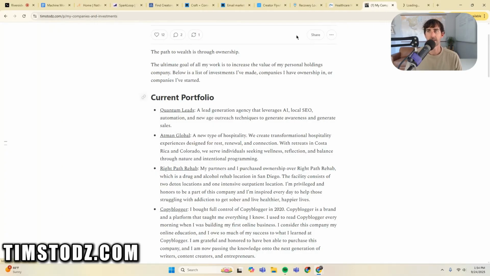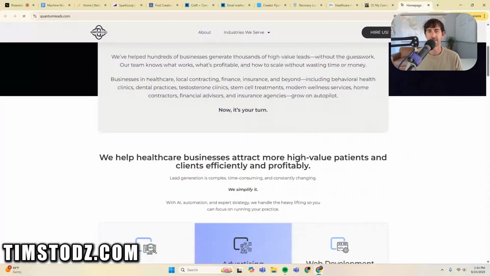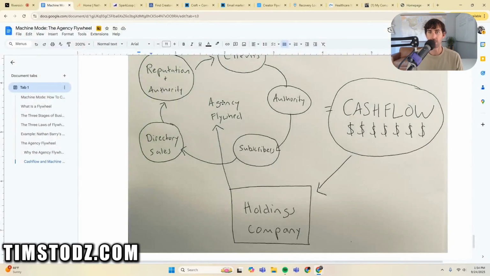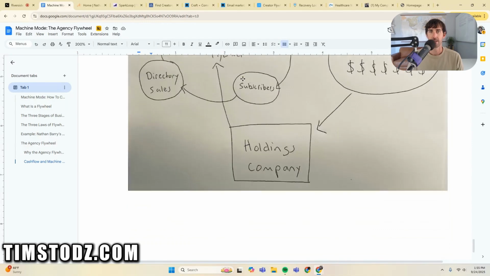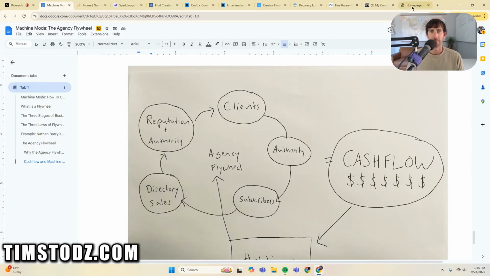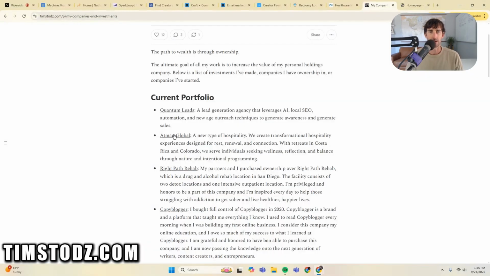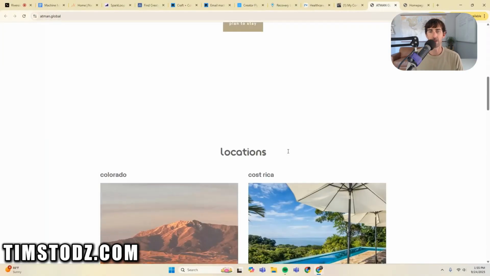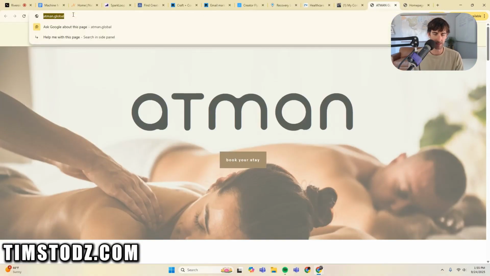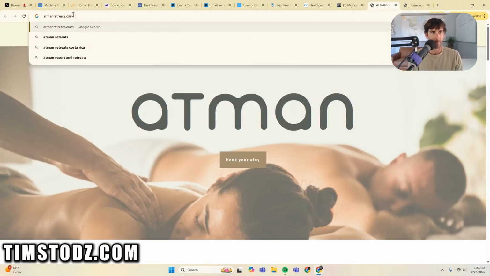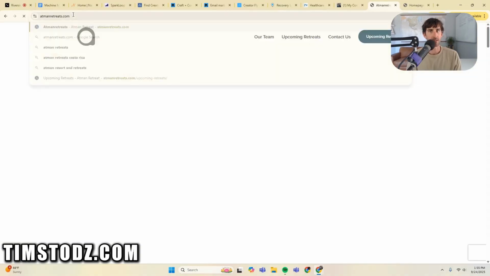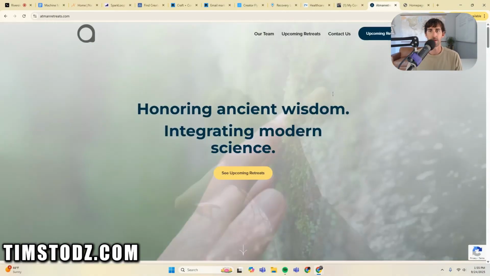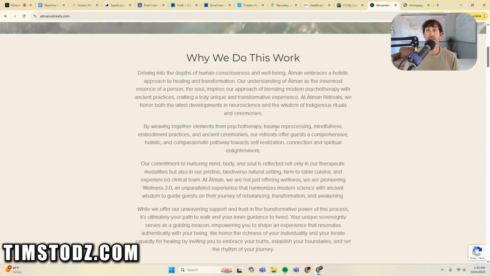So Quantum Leads, this is obviously my new agency. I wouldn't say this counts as an investment. This is my agency. So this is part of the agency flywheel right here. This is where I generate my clients. All right. But Atman Global, so this is a hospitality brand. It's a hotel that we have in Costa Rica, but in addition, it's a retreat company. I got really, really fascinated through an experience that my wife had. I'm sure many of you guys have seen that video about plant medicine and psychedelics and the healing properties of them.